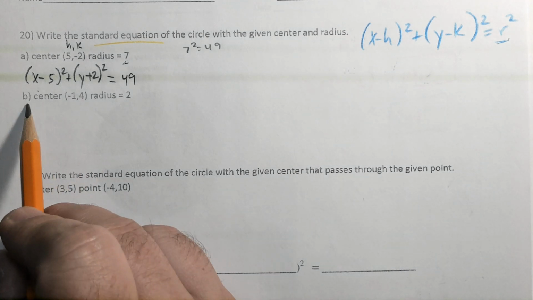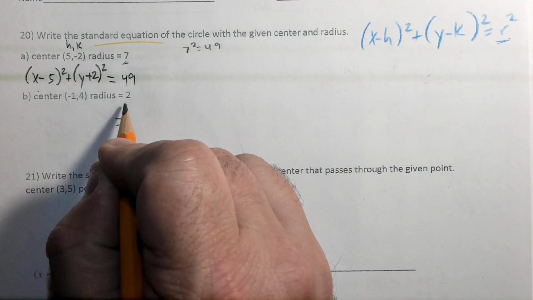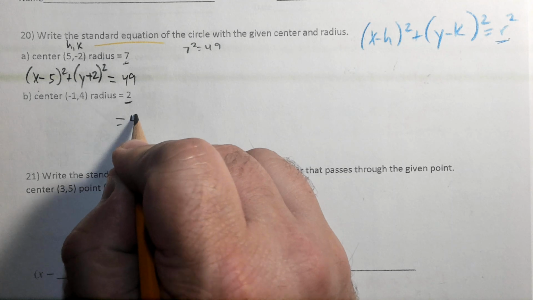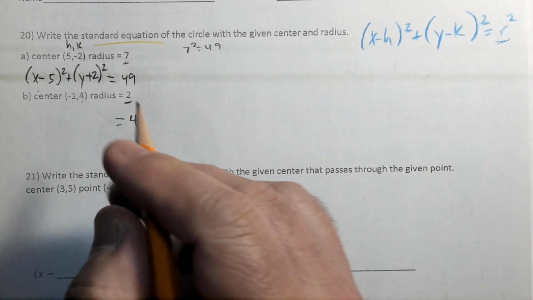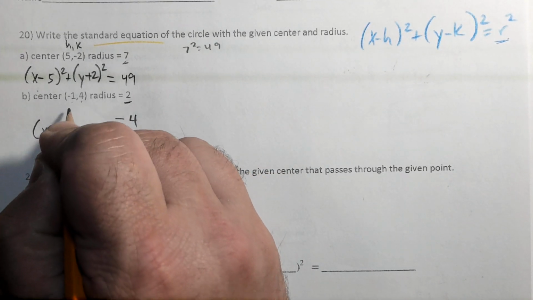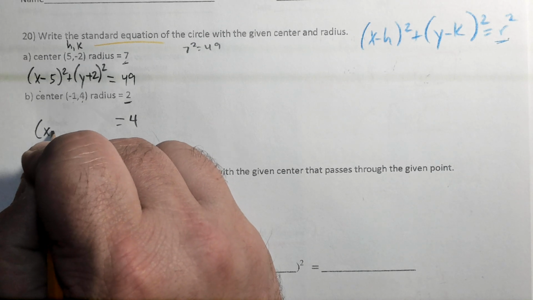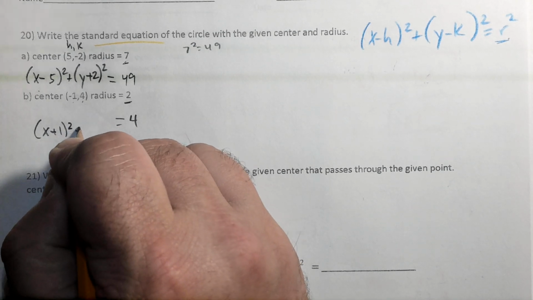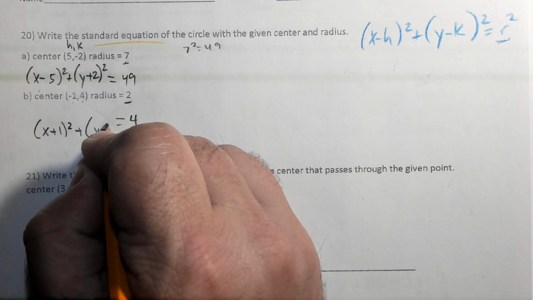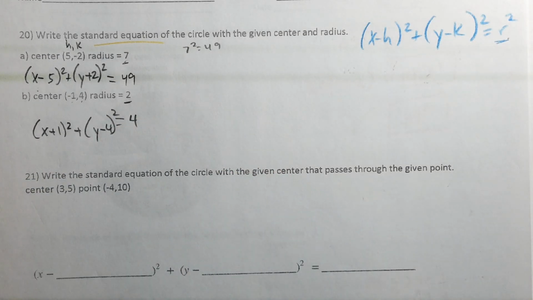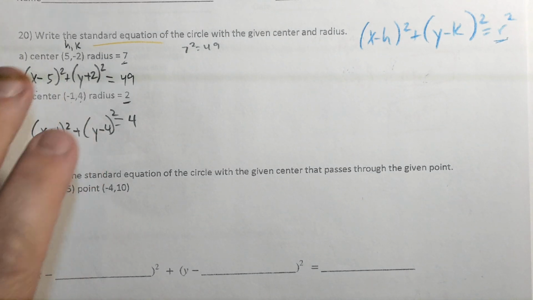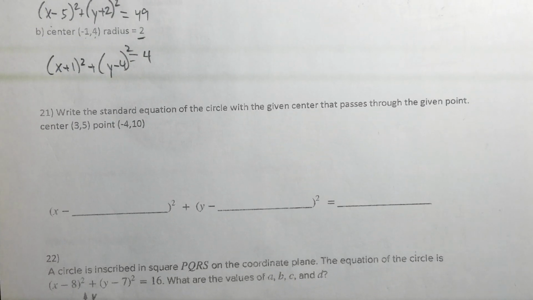Now for B, so again, this is r squared. 2 squared is 4. This is my h, this is my k. X minus h, or x minus negative 1, is x plus 1. Y minus k, k is 4. So there's the second one. Well, I say it's a level 1, level 2. I'm not real sure, but it's not going to get us a 3 or higher on the EOC. So just use this info for down here for a level 3 question.